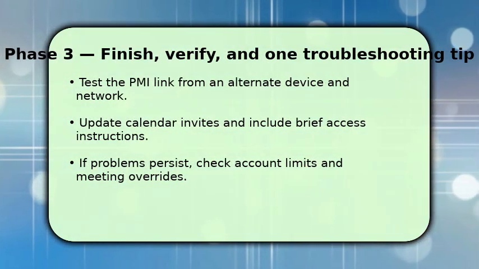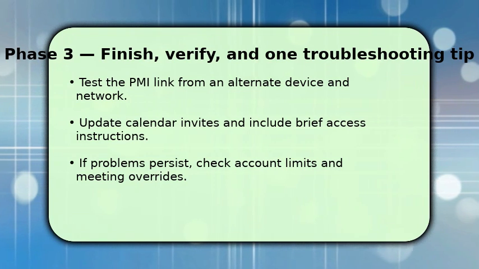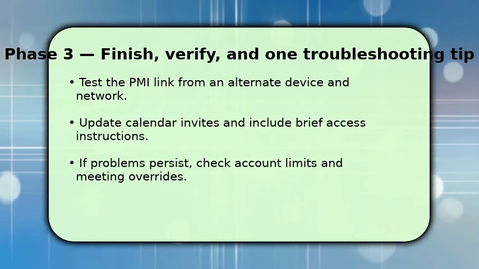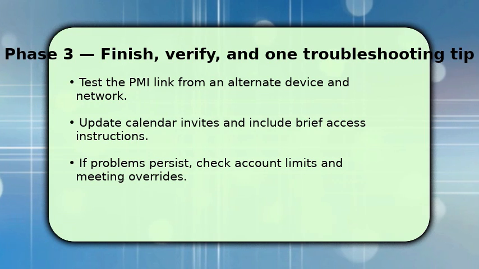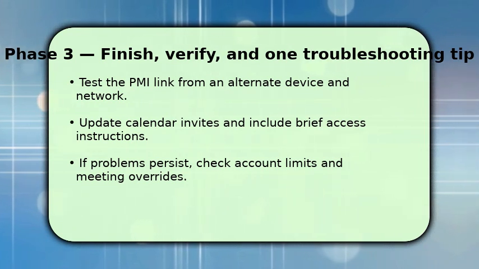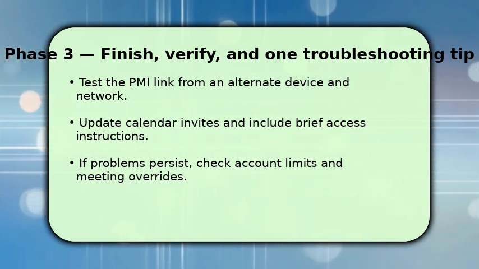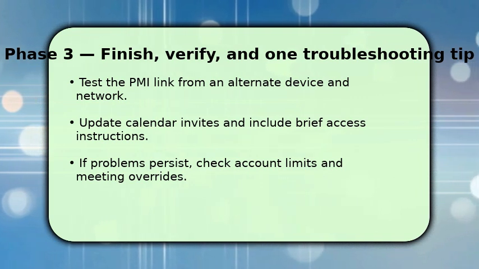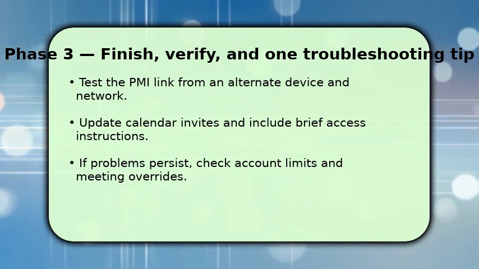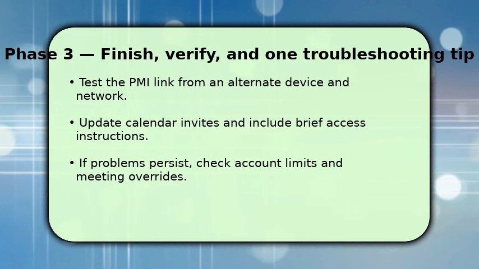Finish by testing the persistent link from another device and network to confirm passcode and waiting room behavior. This reveals issues before guests arrive. Then update all calendar entries, copy the single PMI URL into meeting notes, and include short access steps so attendees know whether to sign in or enter a passcode.